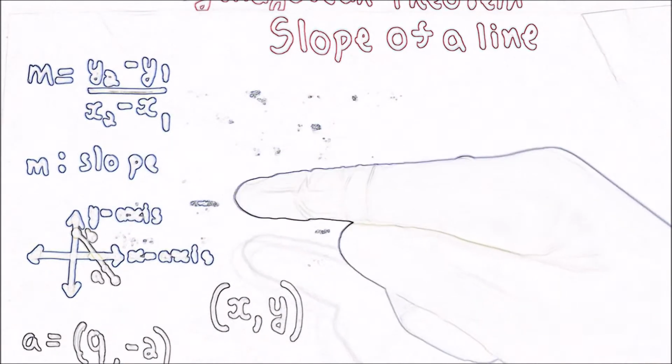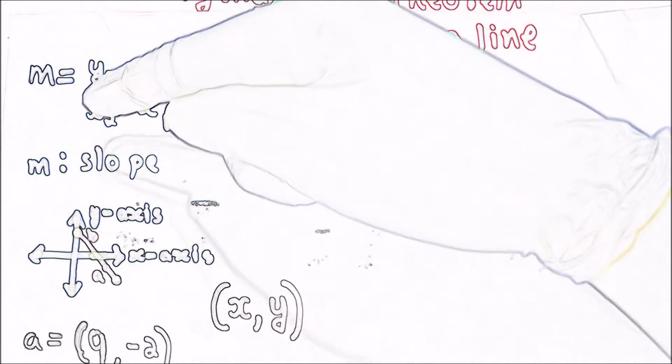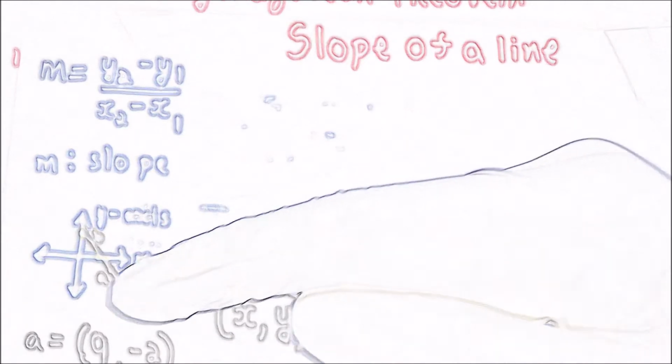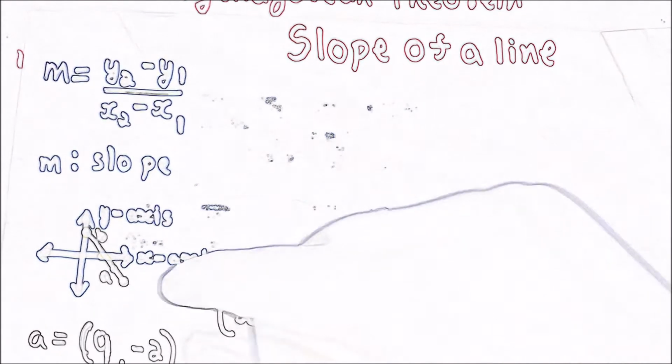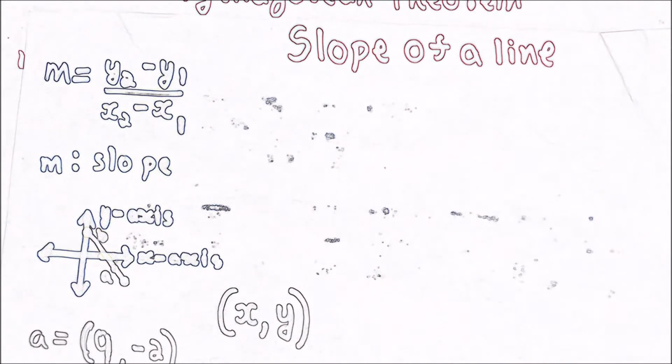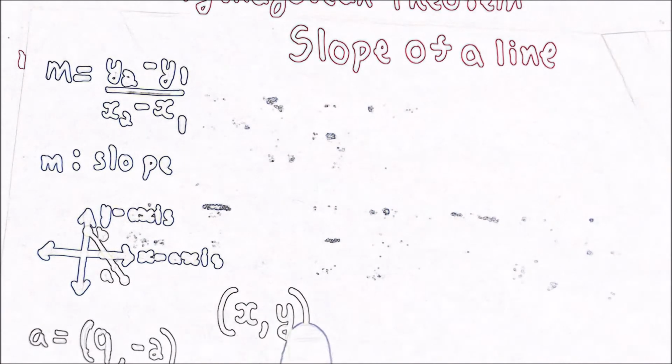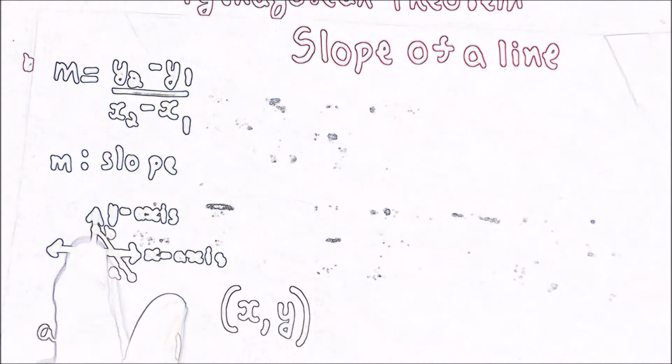So y-axis is the vertical line. Some people call it the vertical axis. I call it vertical axis. X-axis is the horizontal axis. It includes all the values of x. So this is how you write a point. So this is a point B and A.